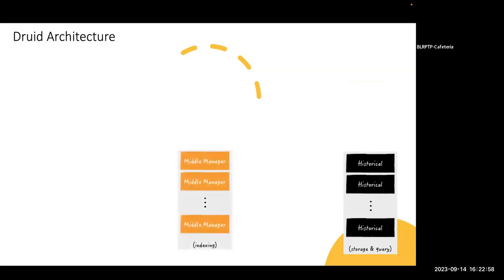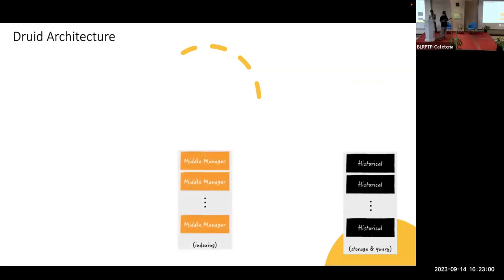Then there is middle manager. Middle manager is another bunch of workers which is tasked with executing tasks for ingestion. And you can scale that horizontally like you see in the diagram. Coordinator coordinates between historicals, deciding which segment should go where, how to balance, how to add a segment, drop a segment, things like that.